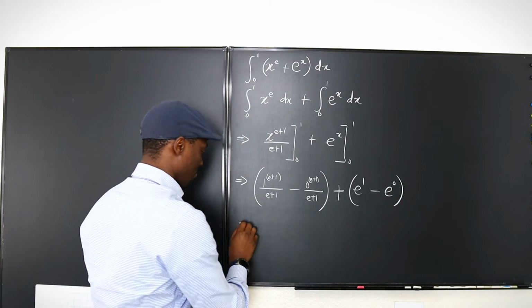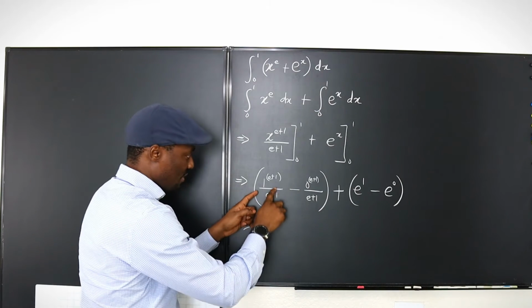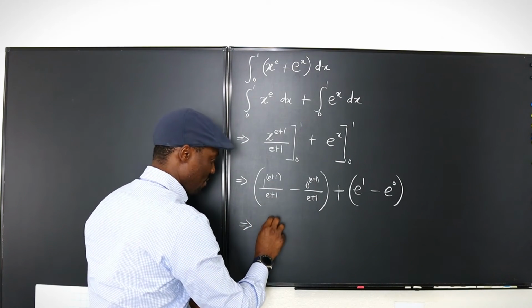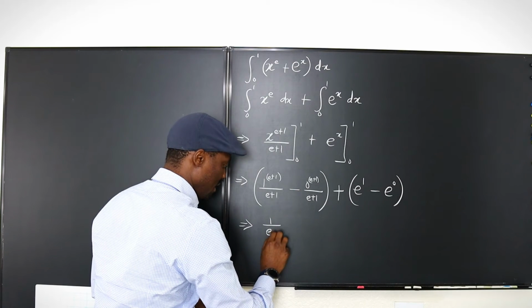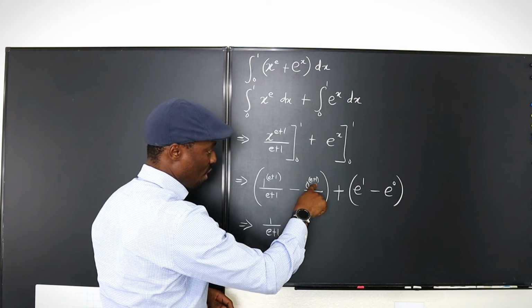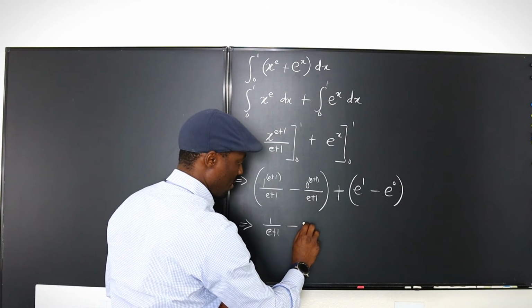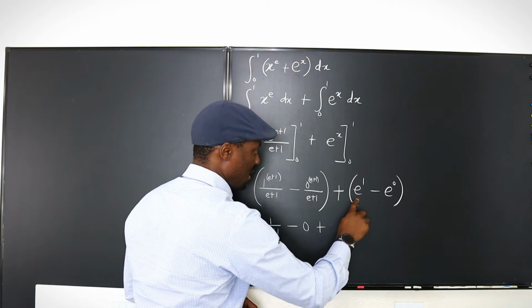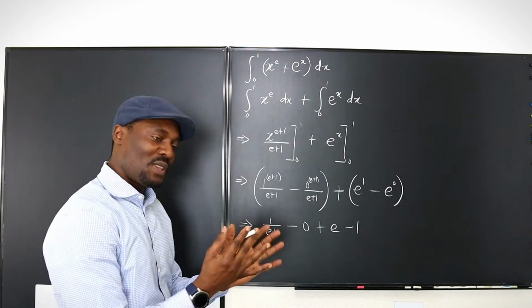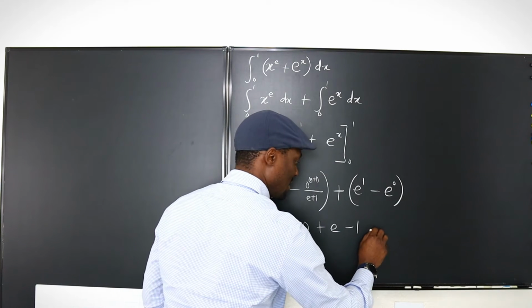Okay, so let's evaluate. Now 1 to anything is going to be 1. So that's going to be 1 over e plus 1, minus, this is going to be 0 over, that's going to be 0. Okay, plus, there's going to be e, and this is going to be minus 1. Let's put them all together and see what the final answer is going to look like.